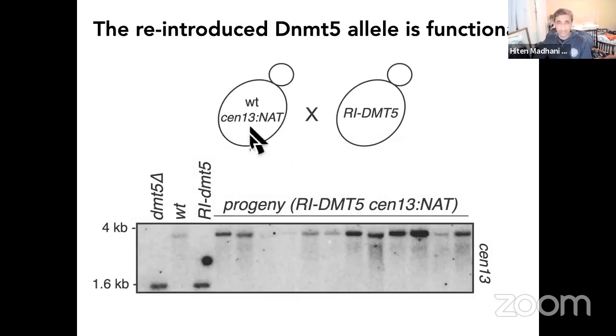We can even do a genetic experiment to show that it's a functional enzyme. If we take the reintroduced DNMT5 strain and cross it to a wild type strain where we've marked the centromere, and we take progeny that have this wild type centromere and this reintroduced enzyme rather than the wild type allele, when we look at the progeny by Southern blot, you can see that the progeny all have the band of the methylated size as opposed to the unmethylated size. So the reintroduced allele is functional when you bring it together with a methylated centromere.